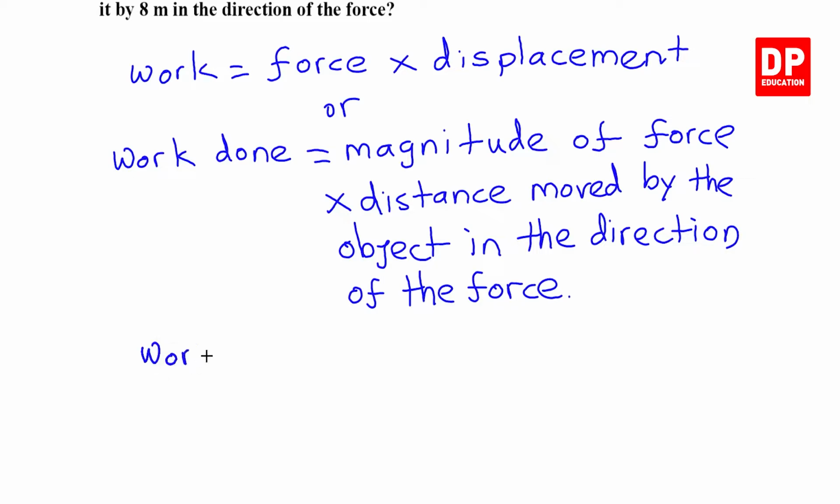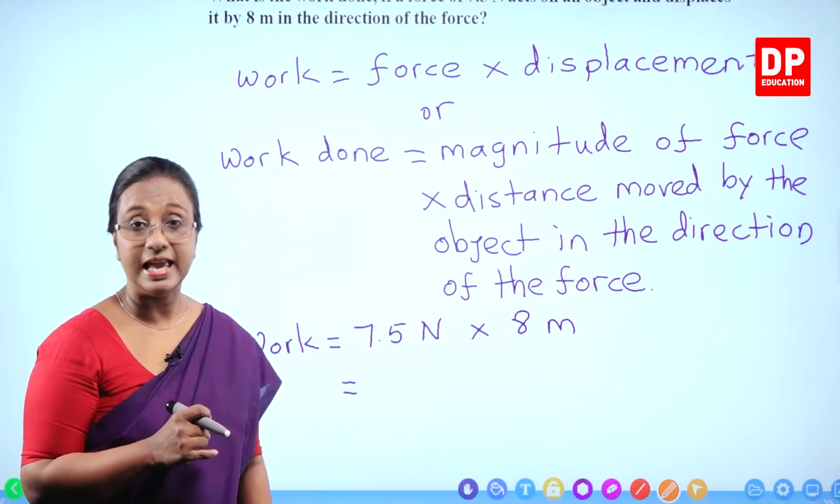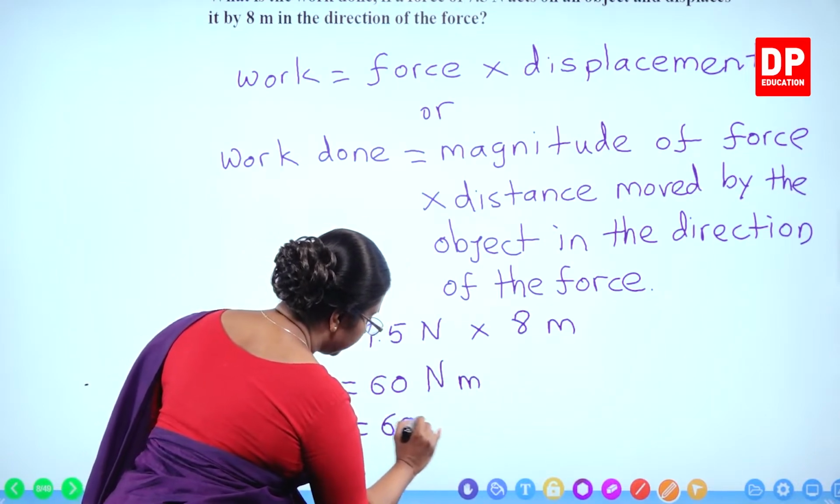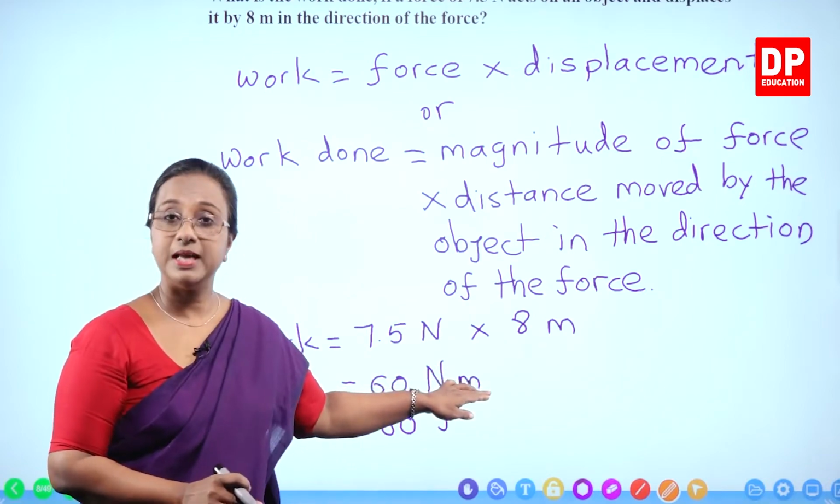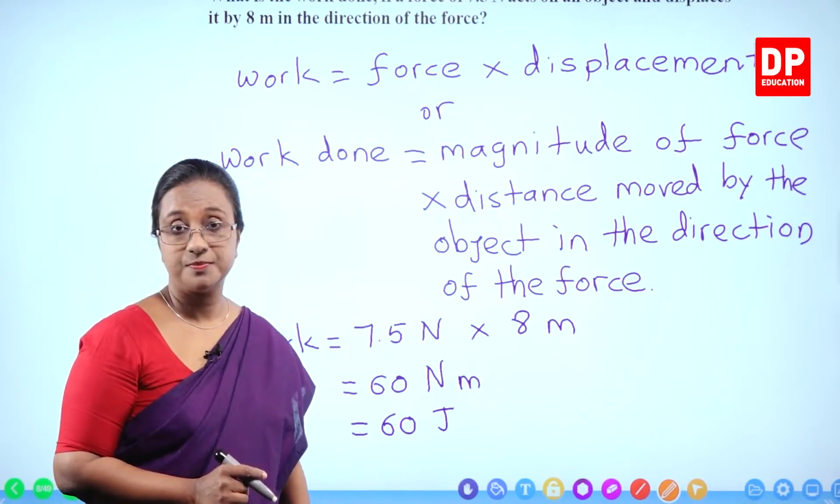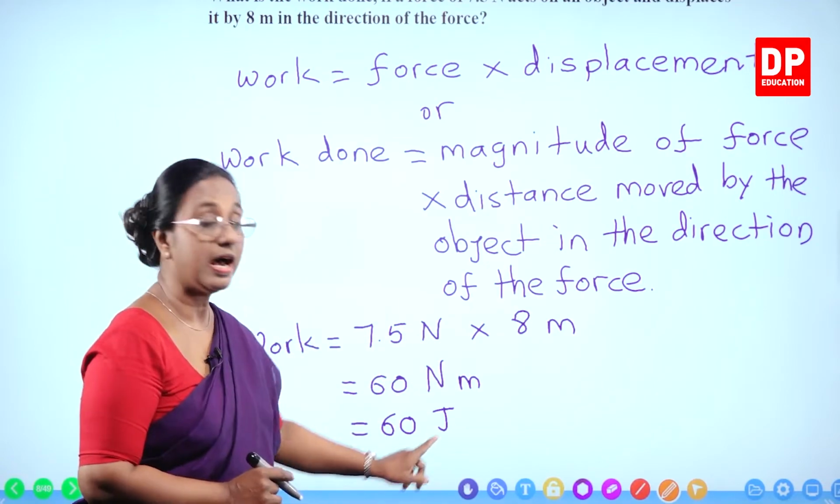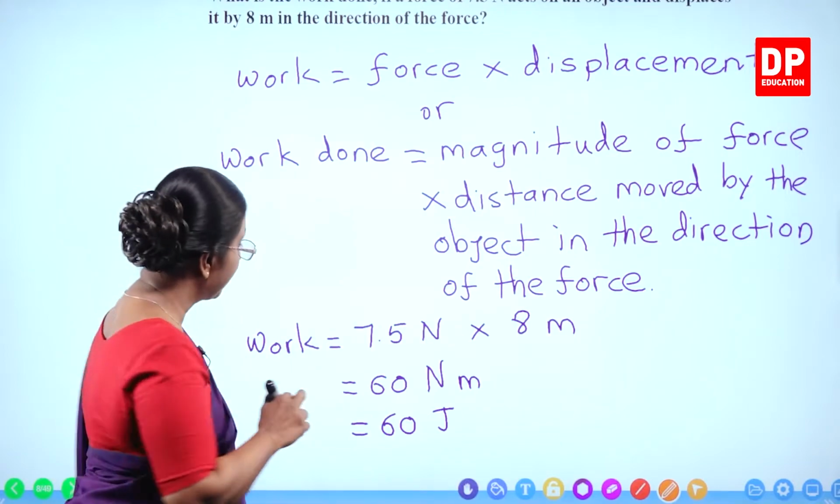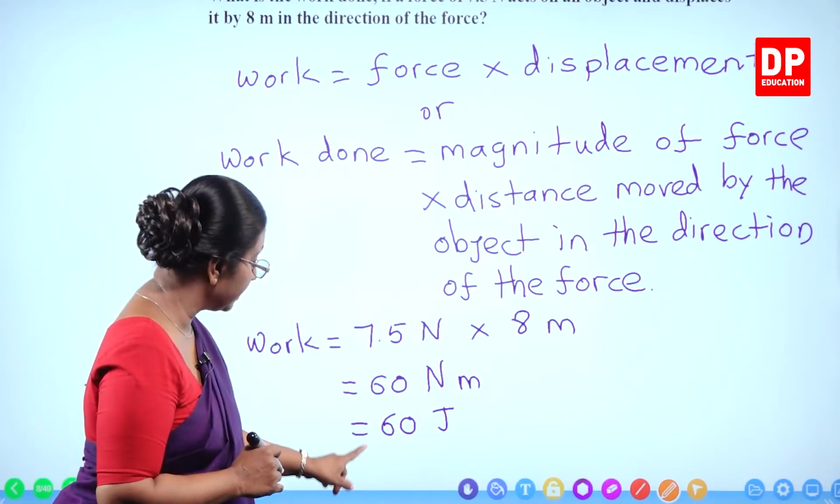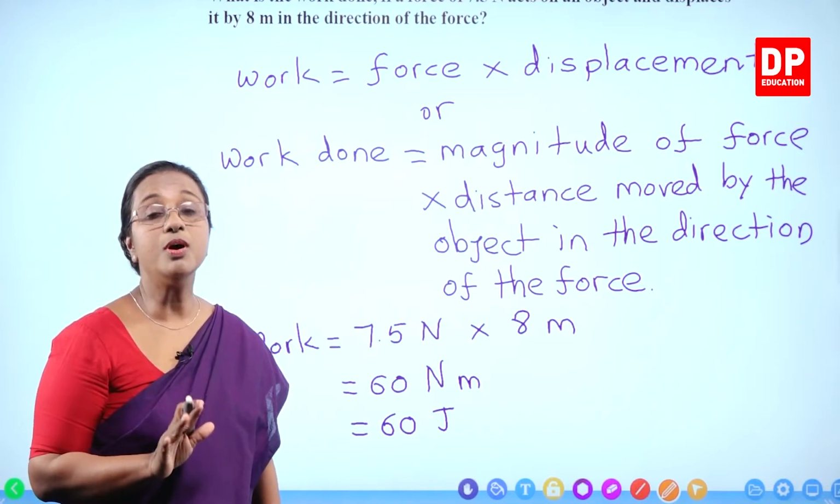So work equals, force is given to you as 7.5 Newton into the displacement of the object is given as 8 meters. So when you multiply 7.5 into 8, you get the value as 60 Newton meters. That is equal to 60 joules. You don't even have to write this step again. Directly you can show the substitution and you can write the final answer with the unit joules. 7.5 into 8, 60. So the answer is 60 joules. Work done when you apply a force of 7.5 Newton and move the object by a distance of 8 meters. The work done is equal to 60 joules. That is how we calculate.